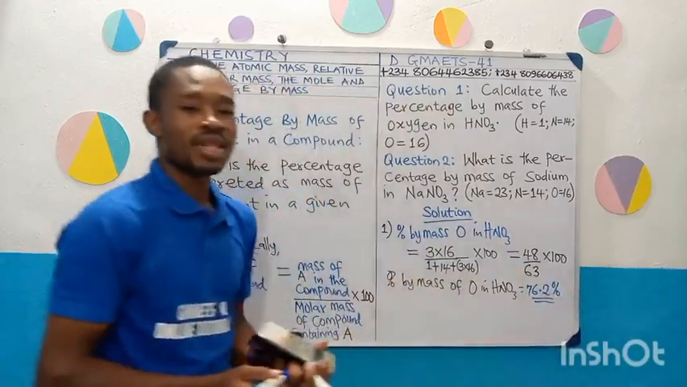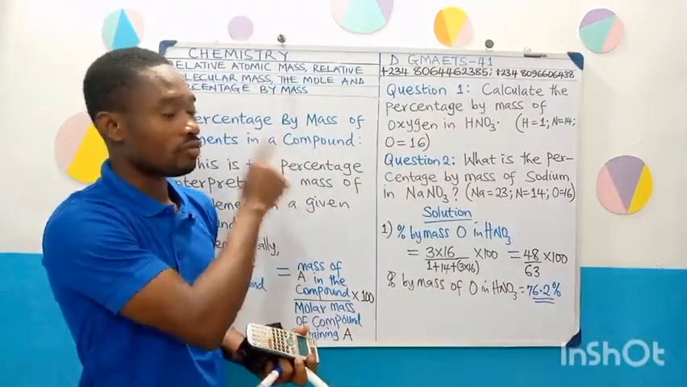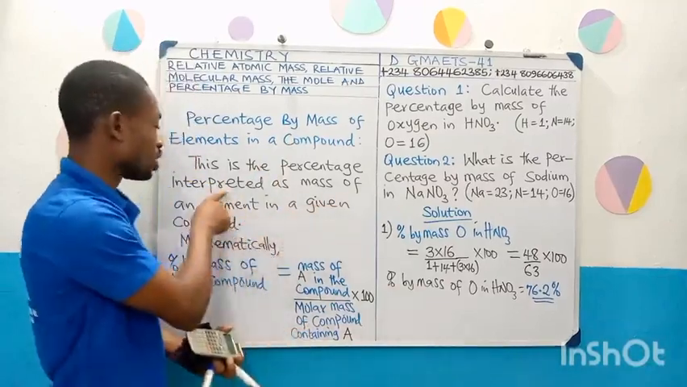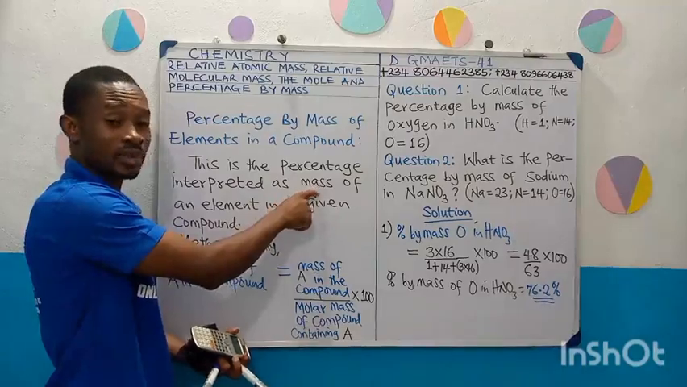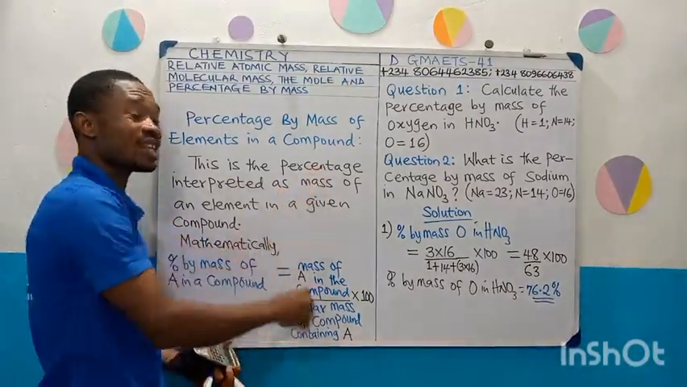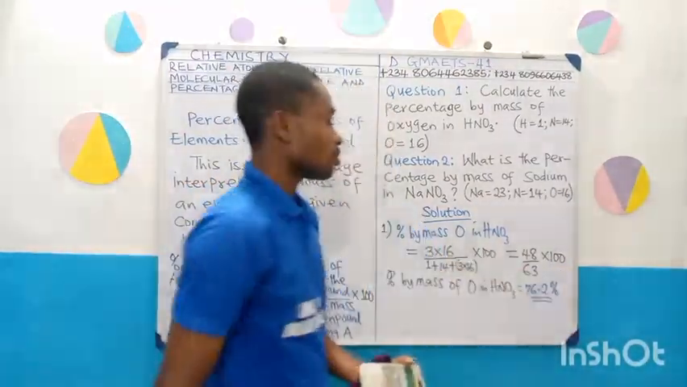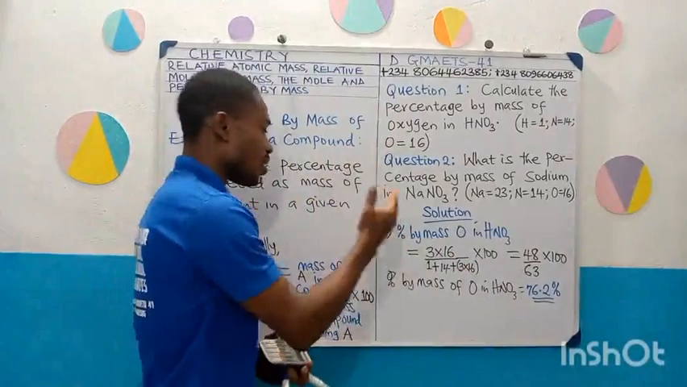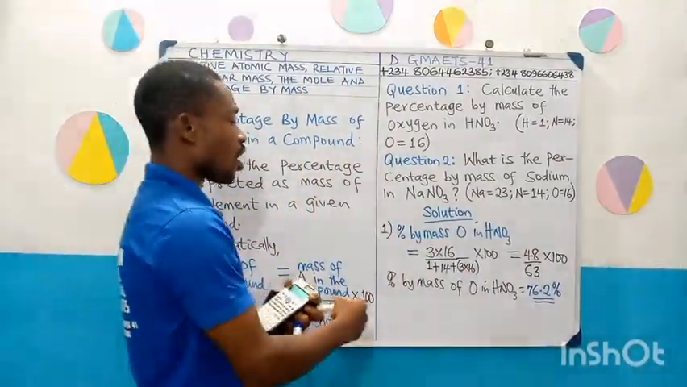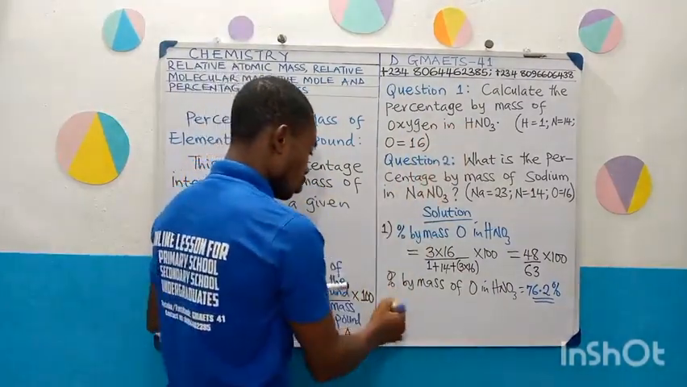This simply means that the mass of oxygen in trioxonitrate 5 acid is 76.2 grams by interpretation. Remember I told you it is interpreted as what? Mass. Percentage by mass is interpreted as what? Mass. So we have 76.2%, simply meaning that there are 76.2 grams of oxygen in this compound. Alright, let's go to question number 2.